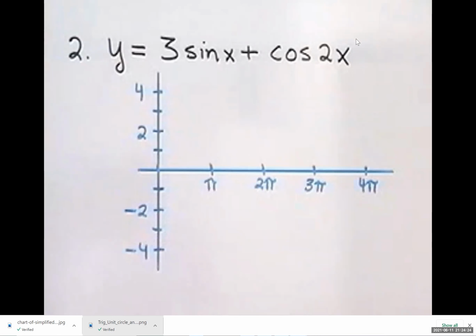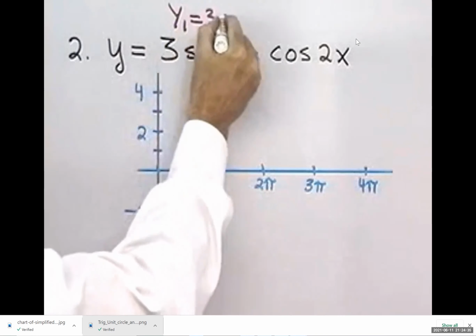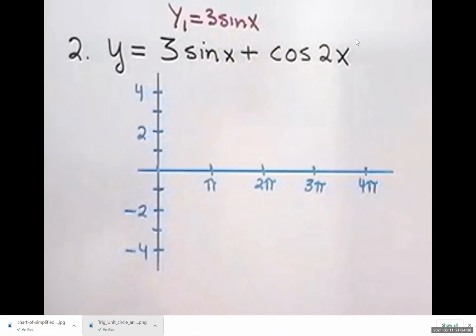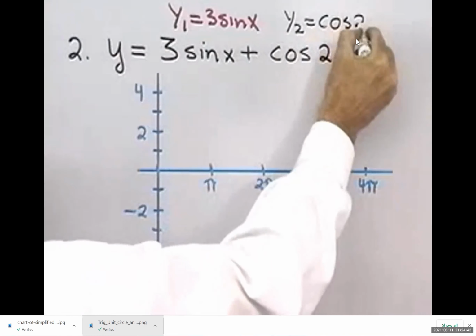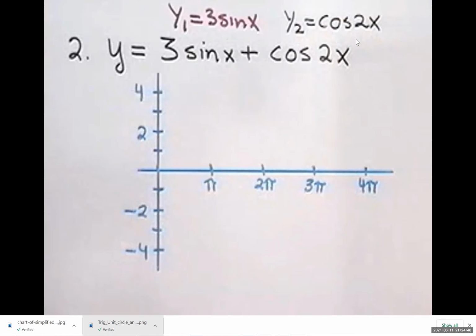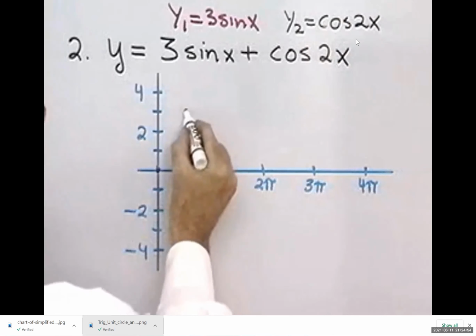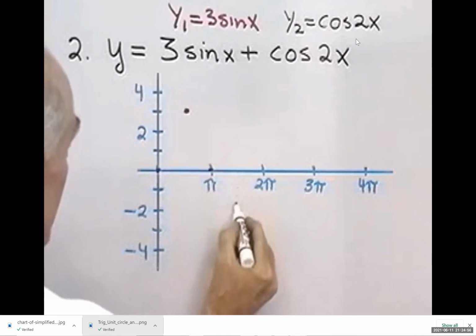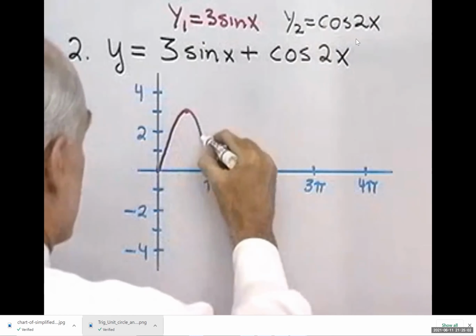I have y equals 3 sine x and y equals cosine 2x, and I want to add those two together. So let's let y1 be equal to 3 sine x, and let's let y2 be equal to cosine 2x. So first, let's graph y1 equals 3 sine x. That's going to be a sine curve with an amplitude of 3. So it will start at 0. It will go up to 3, back down to 0, down to negative 3, and back up to 0. So I'll get a curve that looks like this.